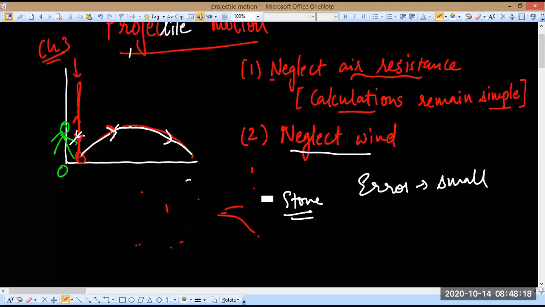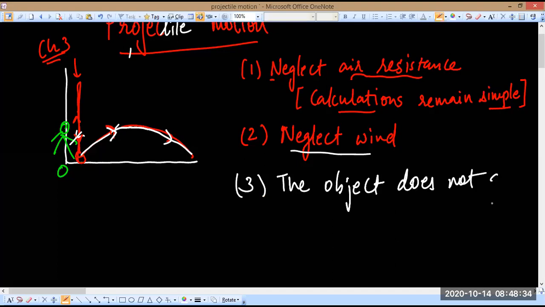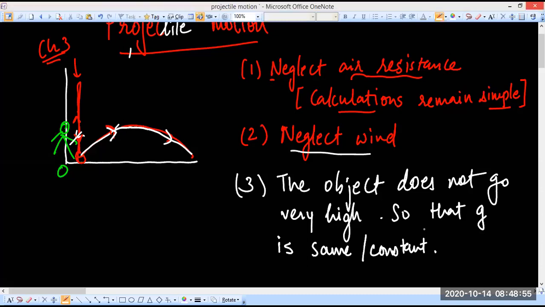Okay, so let's continue. There are actually two more assumptions. Number 3, the object does not go very high, right? So that we can say that g is the same, that is constant. See, I think you would have studied this in 9th. I'm not so sure though, I'm guessing actually.